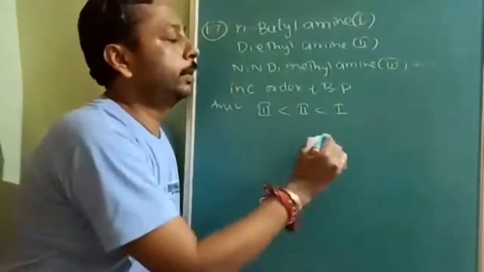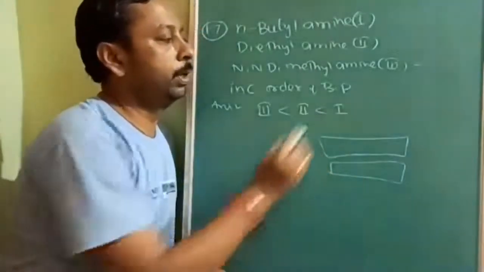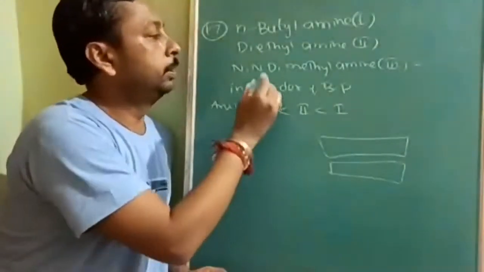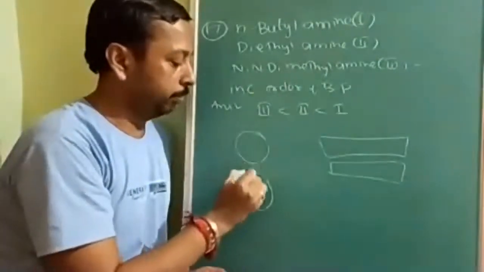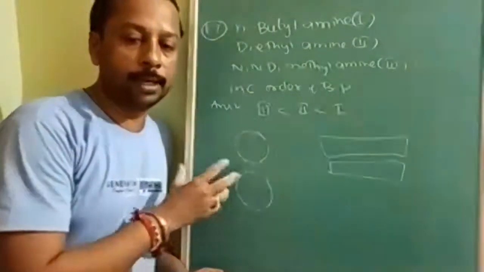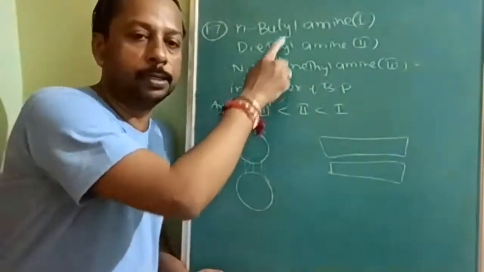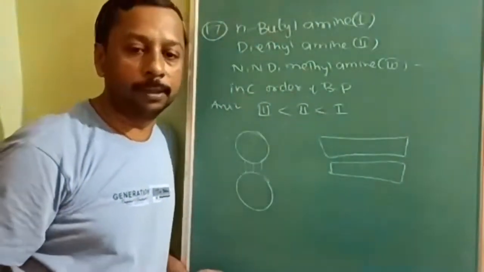Here it is a straight chain, so close packing is possible. Boiling point will be highest. And in case of the dimethylamine, this will be spherical shape, so number of van der Waals forces will be less. Is it understood? Branching increases. Here 2 branches, here 1 branch, here no branch, straight chain. So highest boiling point will be for the first compound.